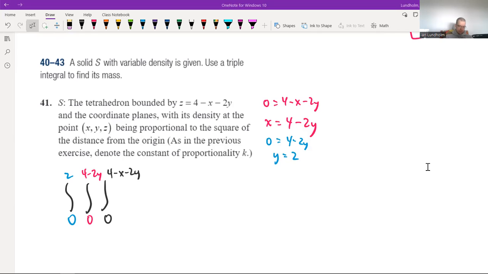In terms of the integrand, we've got the square of the distance, so x squared plus y squared plus z squared looks good for that. And then we would do dz, dx, dy in the end. Oh, and I forgot the all-important proportionality constant k. That one's not too bad. I think I just set this one up.